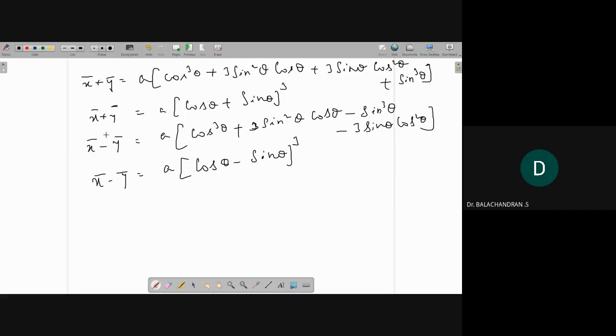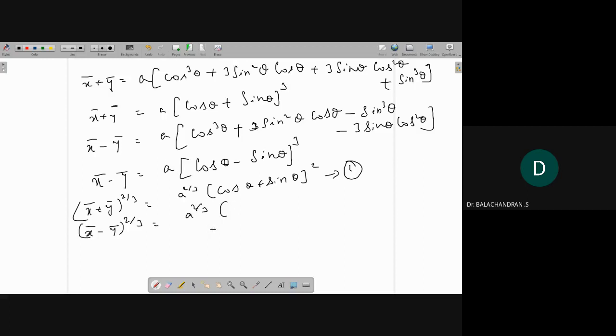Okay, so now x bar plus y bar whole power 2 by 3 is equal to a power 2 by 3 into (cos theta plus sin theta) whole square. So this is 1. And x bar minus y bar whole power 2 by 3 is equal to a power 2 by 3 into (cos theta minus sin theta) whole square. This is 2. Okay. Now we need to add these two equations. So 1 plus 2. In the previous case we were subtracting. Here we need to add it.